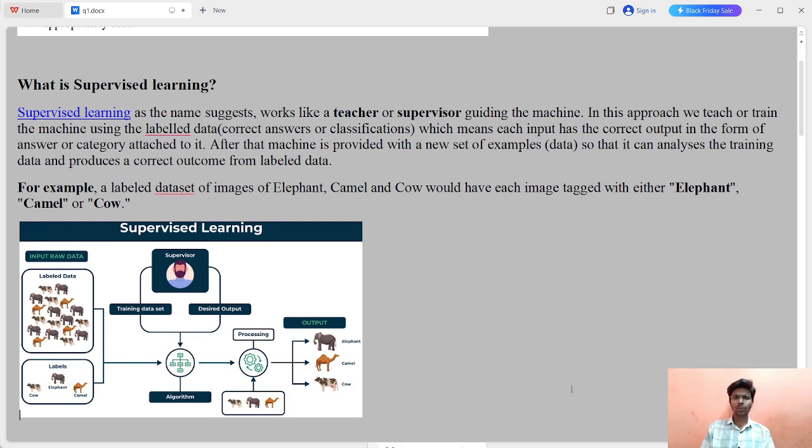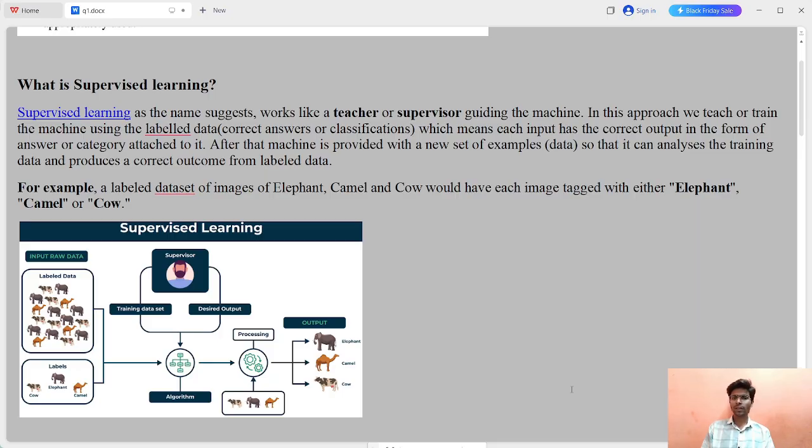supervised learning. What is supervised learning? Supervised learning, as the name suggests, works like a teacher or supervisor guiding the machine. In this approach, we teach or train the machine using labeled data, correct answers, and classification, which means each input has the correct output in the form of an answer or category attached to it.